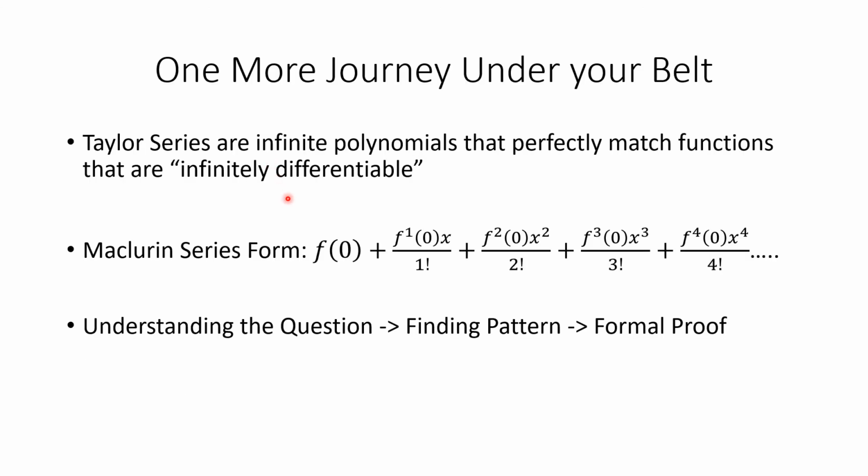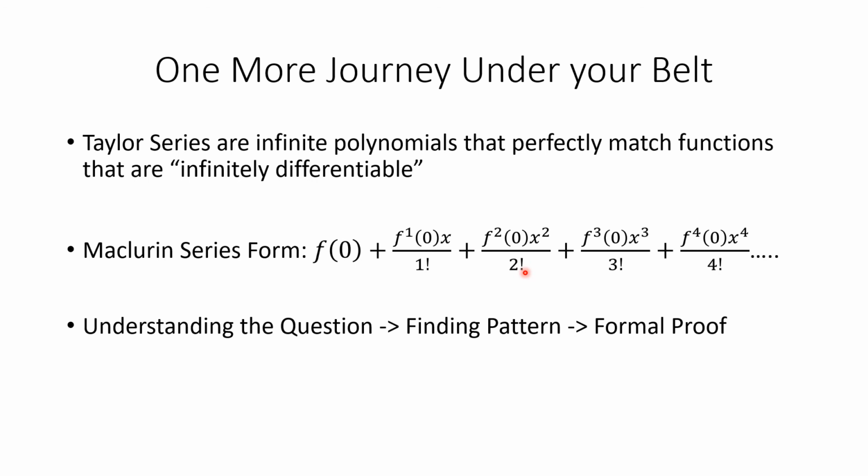So now that we finally proved the statement, I'd like each of you to take away 3 key things from this. First, the Taylor series are infinite polynomials that perfectly match functions that are infinitely differentiable. So if you can differentiate a function over and over again for infinity, you can form a Taylor series off of it that will perfectly match it. And the general form of the Maclaurin series, having the derivative over factorial, is something to keep handy.